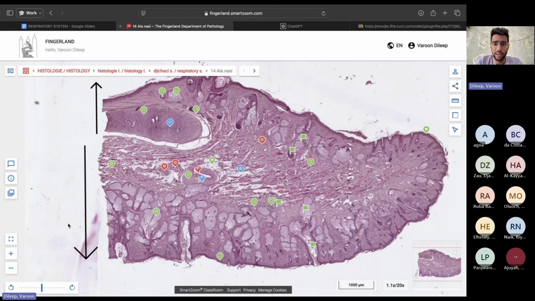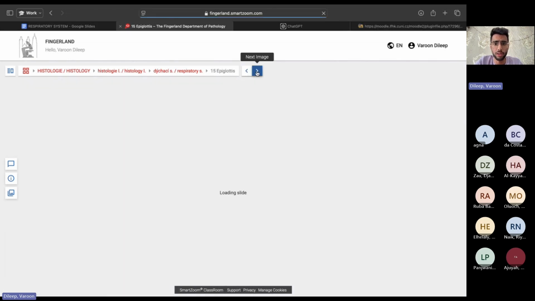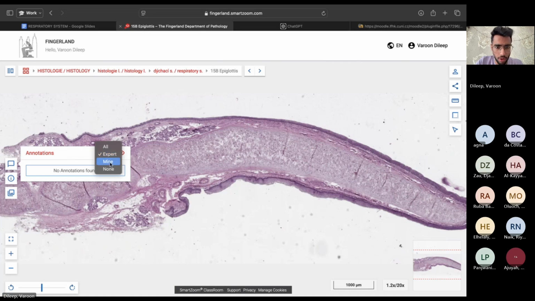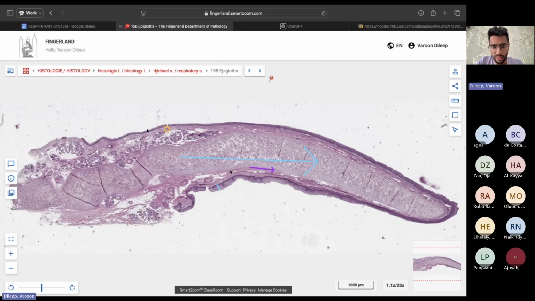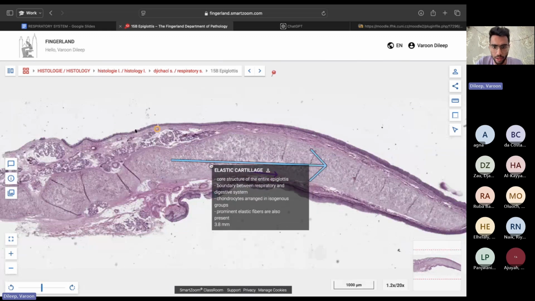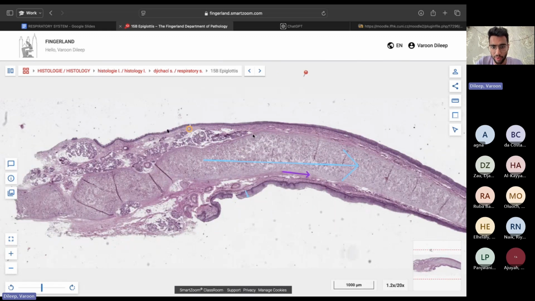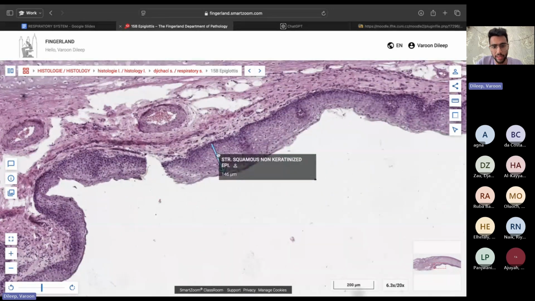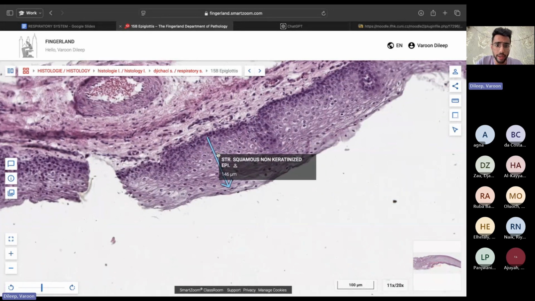So when we look at the slide for this structure, just a second. Yeah, here. As you guys can see, this is the elastic cartilage core. You can see epiglottis, E, E, elastic cartilage. And when we talk about different types of epithelium, here you can see the stratified squamous non-keratinized epithelium. So this would be the lingual side.